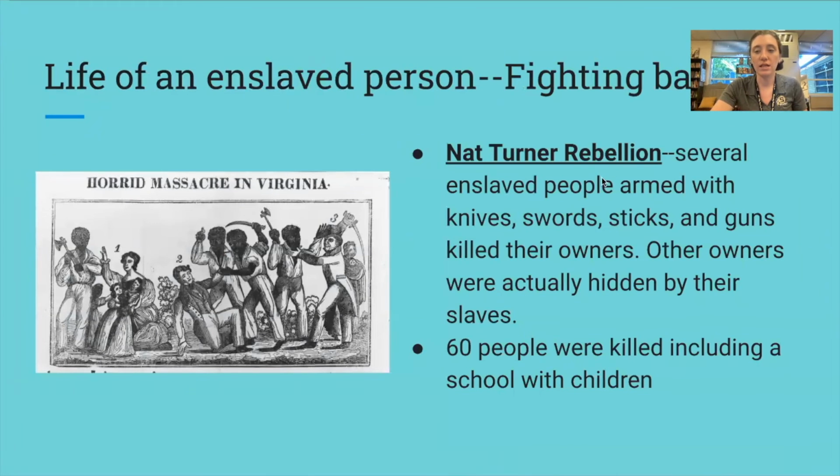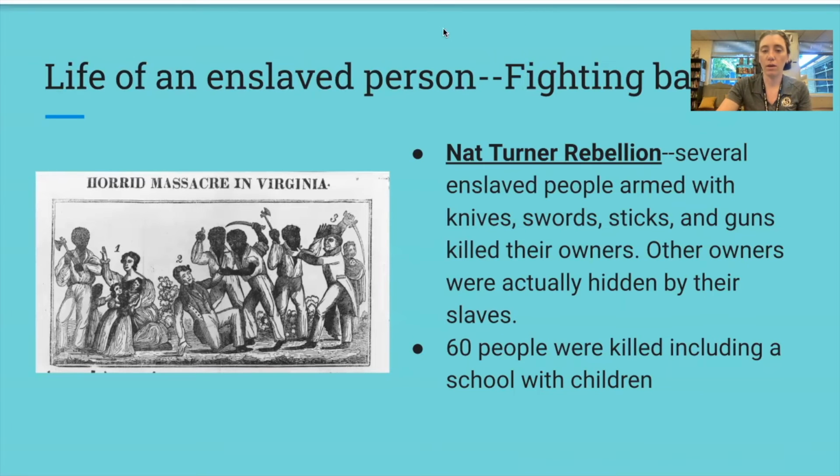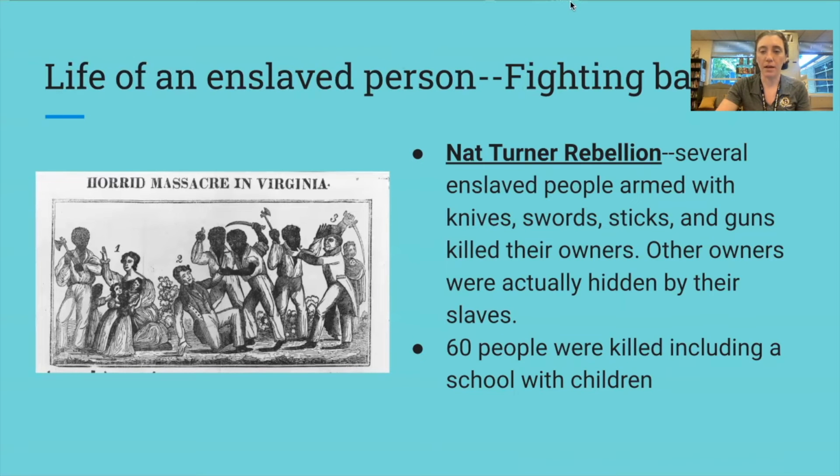Fighting back, we see many rebellions from enslaved people, including one by a man by the name of Nat Turner. Nat Turner was an escaped slave, but he comes back to lead this rebellion. He had several enslaved people armed with knives, swords, sticks, and guns. They went on a killing spree, killing their owners. And 60 people were killed, including a school of children, right?